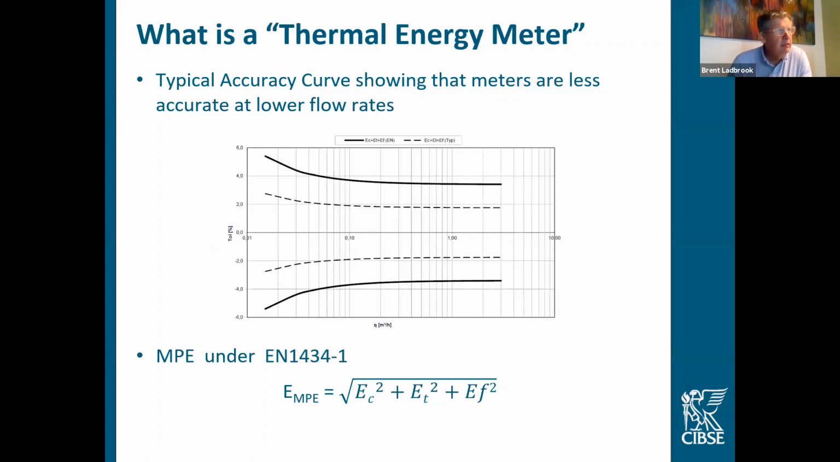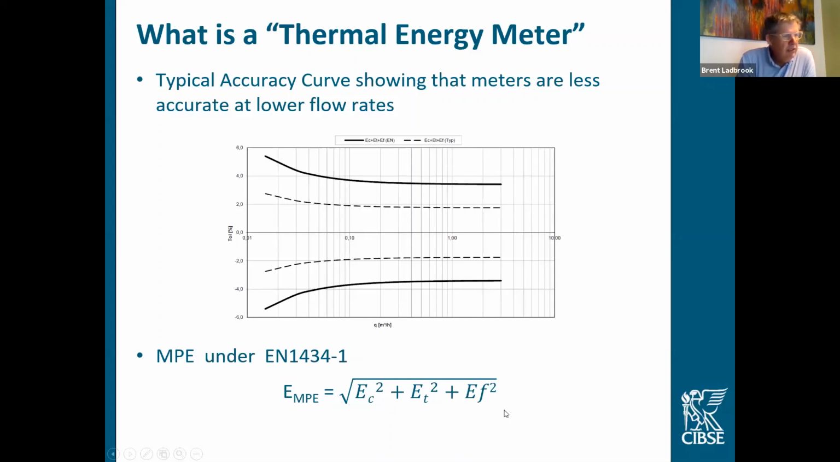So we'll see here some typical accuracy curves. This is a logarithmic scale, so here's 0.01, 0.1, 1, and 10. As we get down to the lower flows, we get far greater uncertainty at these lower flow rates. So we don't want to size our flow sensor to be operating down in these areas because we reduce our accuracy. Every component in our thermal energy meter goes to making up our maximum permissible error.